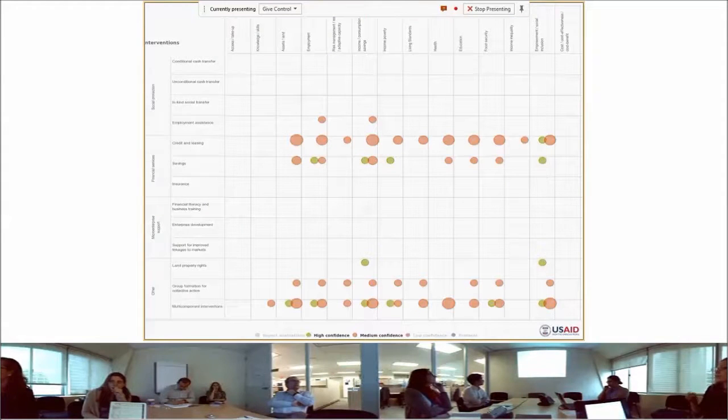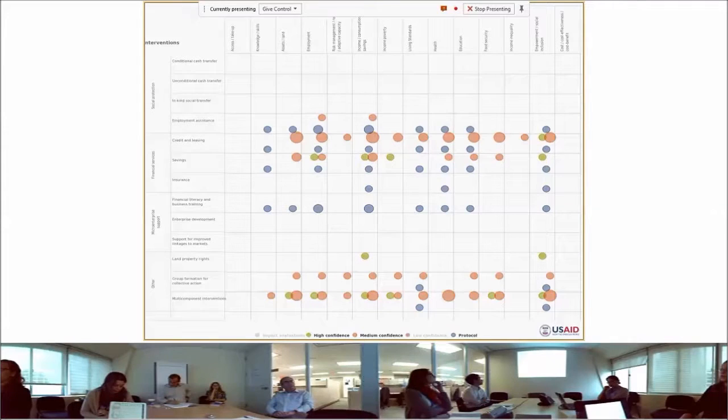And again, if you look at the distribution of the systematic review evidence, it gives you a very different picture. A lot of it, again, is just focusing on credit or kind of microinsurance services and some of these group formation and multi-component interventions. So that's not very encouraging. However, if you do add the ongoing systematic reviews, you can see that it's slowly starting to fill up. So those are the ones to watch if you're interested in some of the other areas.